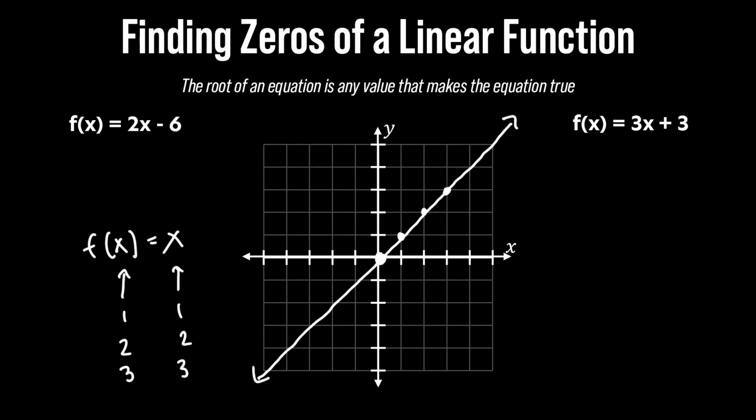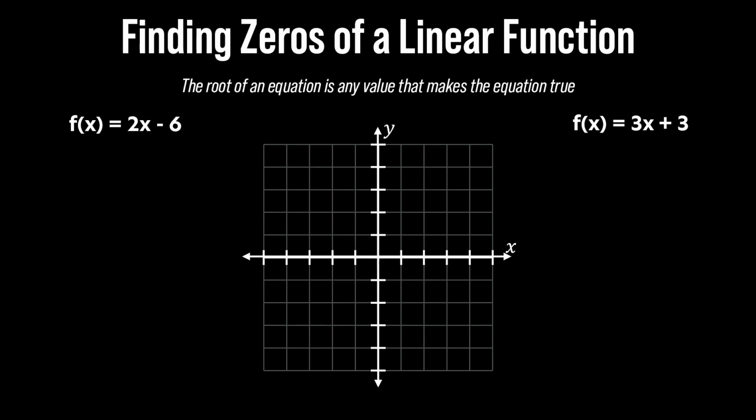The root of an equation is any value that makes the equation true. And in order to make an equation true, you set f of x to 0. So in this case, it would be 0 is equal to x. And thus, x has to equal 0. And so the root of this equation is going to be (0, 0). It's where the line intercepts the x-axis. Here's the x-axis, intercepts at (0, 0).